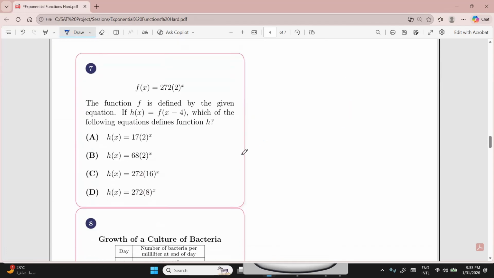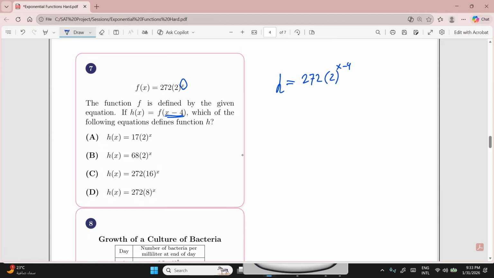Question number 7. We have this. We explained this, the same idea before, but let's make it again in order for you to understand it more and more. We write h here. h is equal to f of x minus 4. And instead of x here, we write x minus 4. 272 times 2 to the x minus 4.